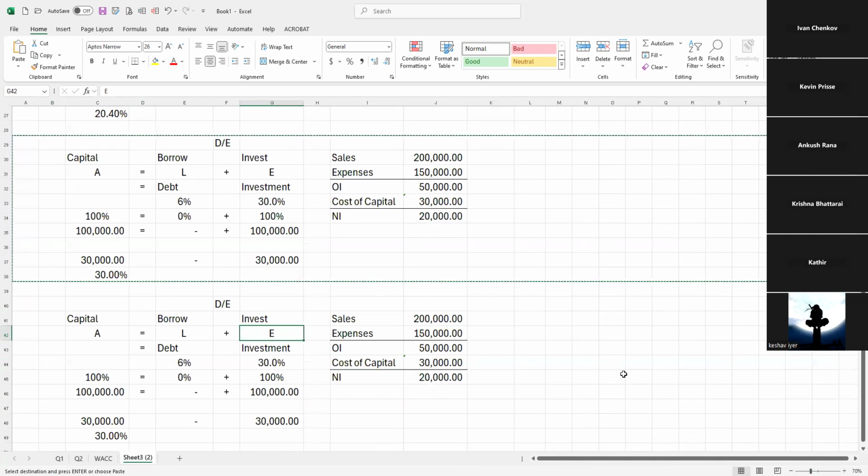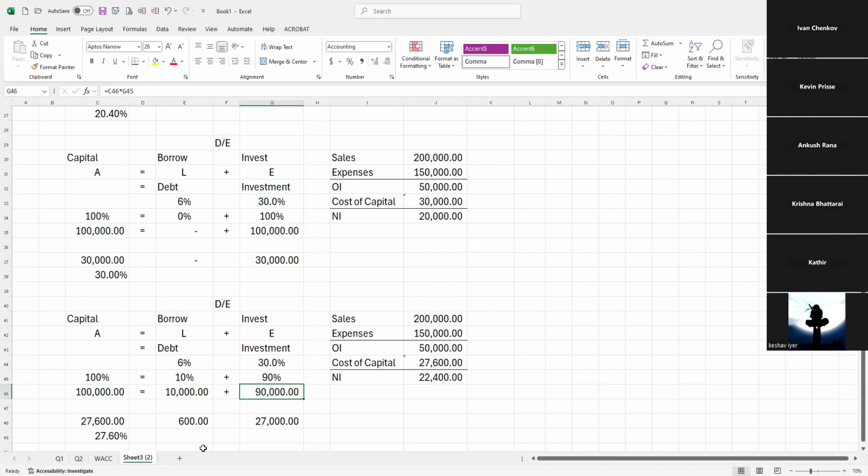Why is it going to go down? Give me a logical choice. Let's say now I'm not investing 100% anymore. I start borrowing from the bank, but I'm going to borrow only 10%. What happens with my cost of capital? Went down. More money for me.